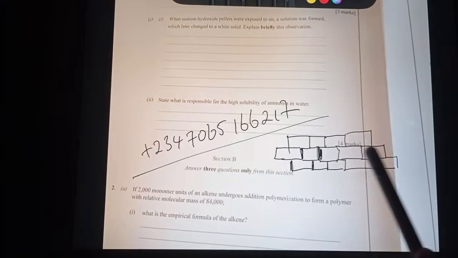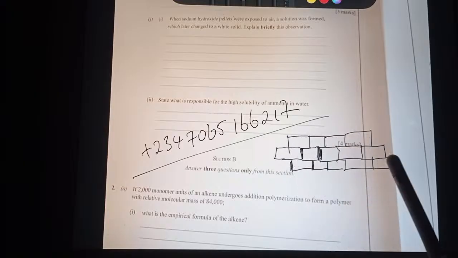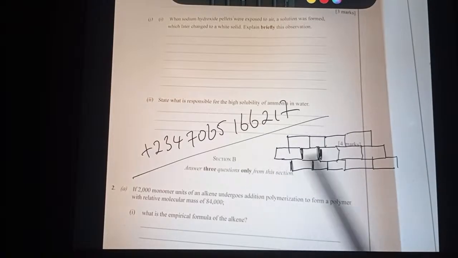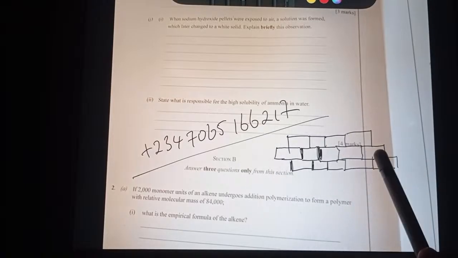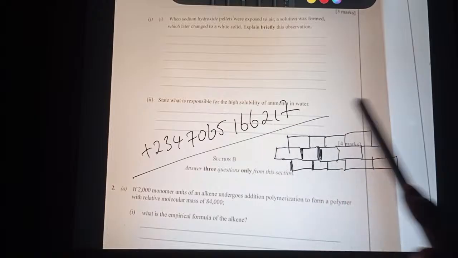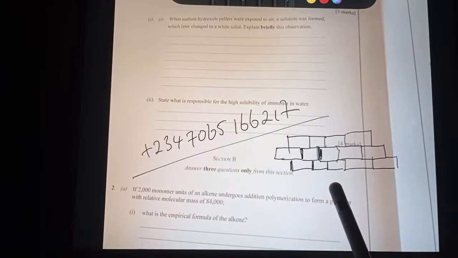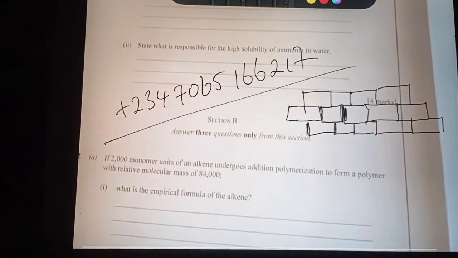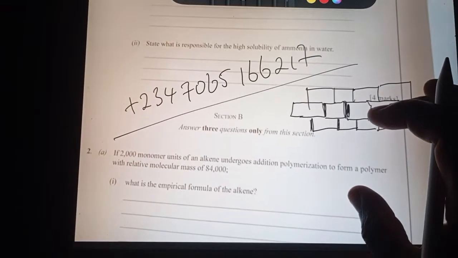Now, each of these units is what we call a monomer. Then this large thing you are seeing is the polymer. So polymerization is the joining or linking of smaller units to form larger units. You get it now? They told us we have two types of polymerization: addition polymerization and condensation polymerization.